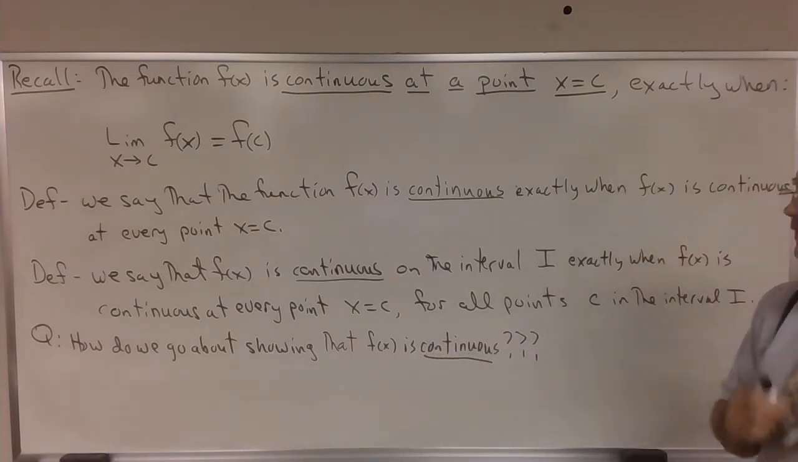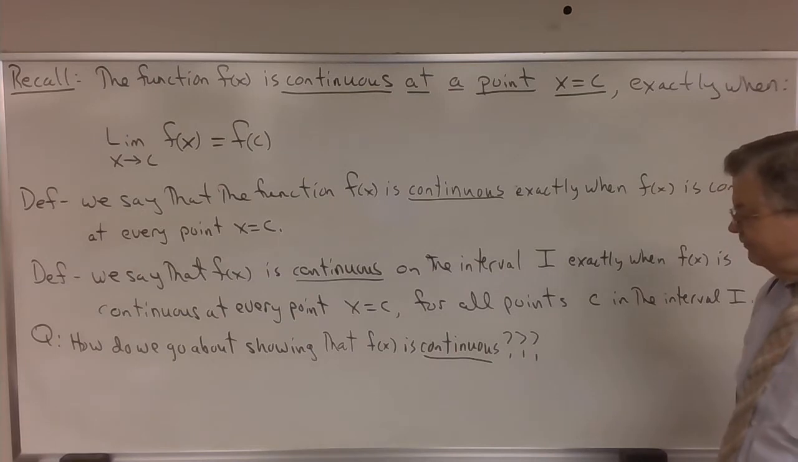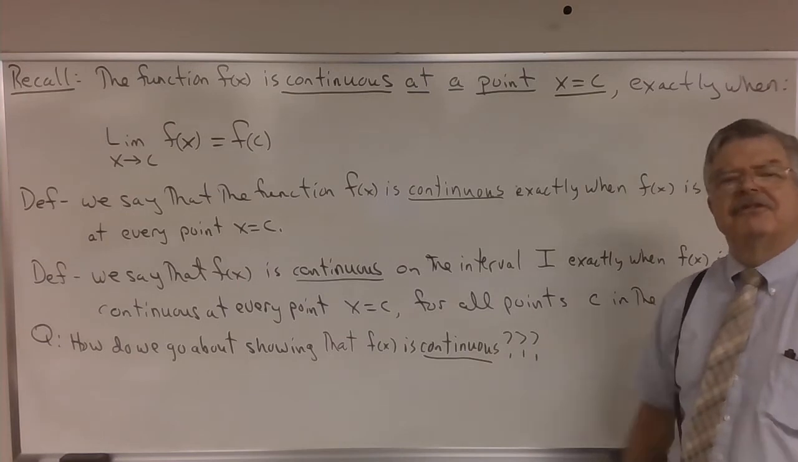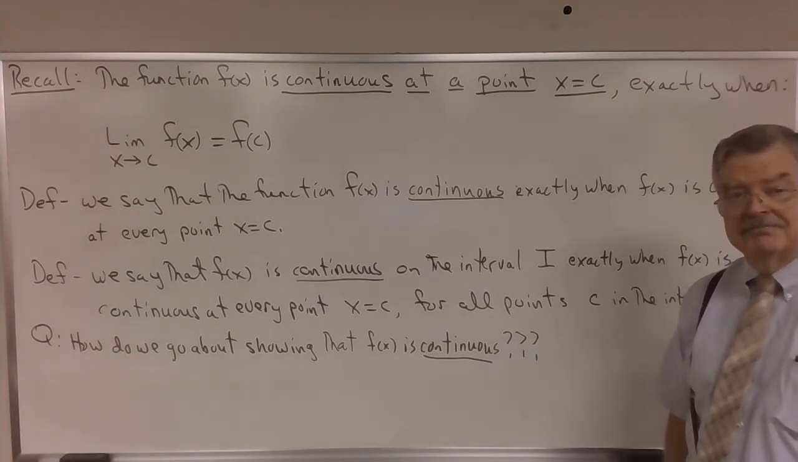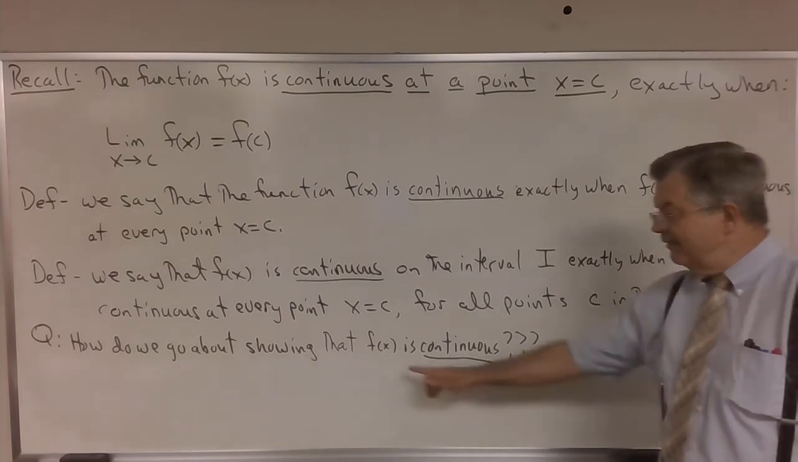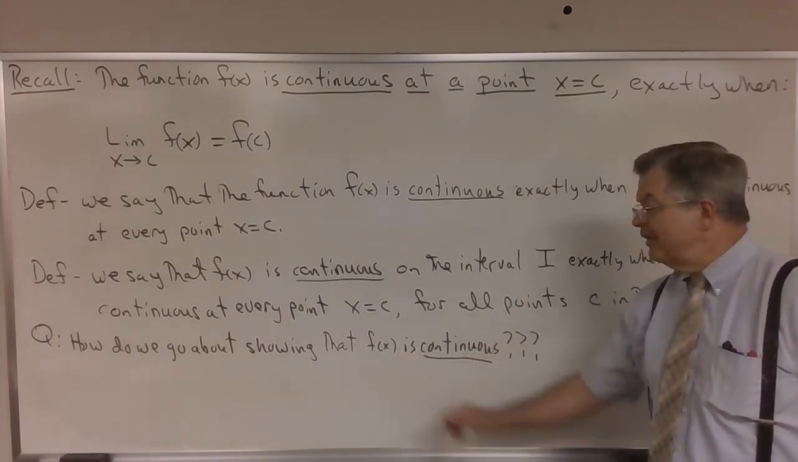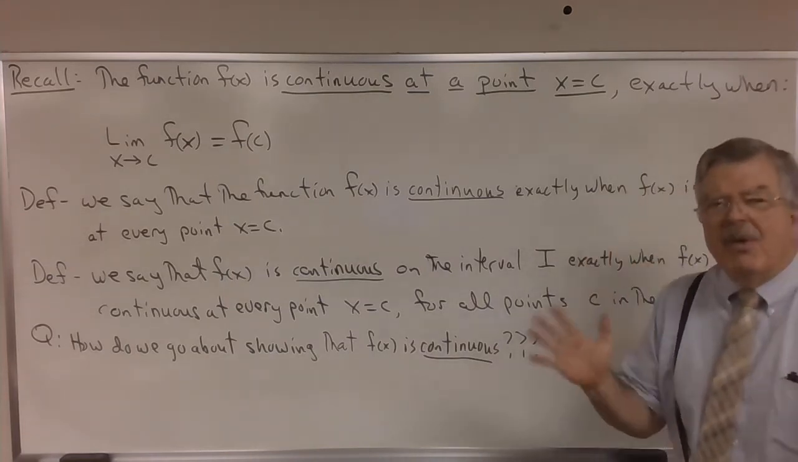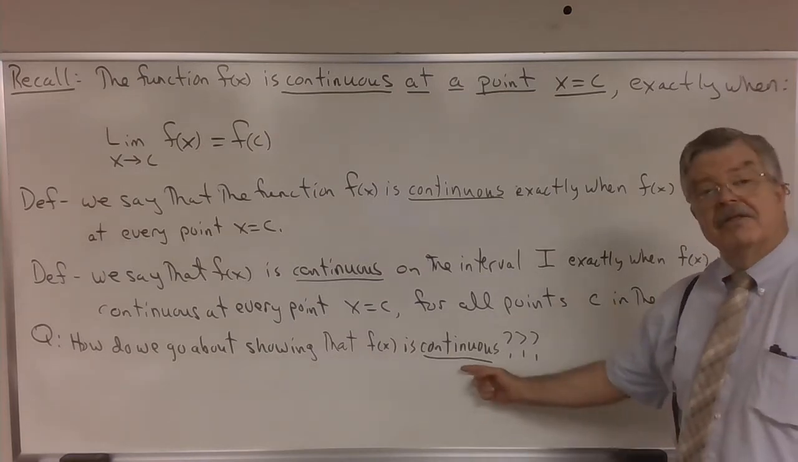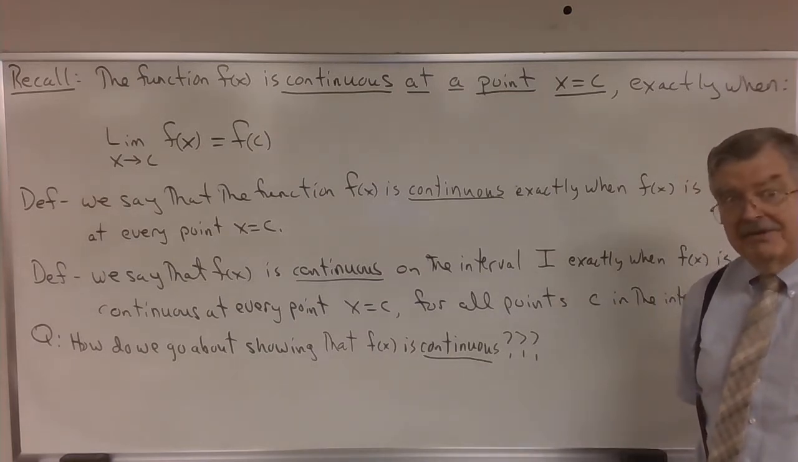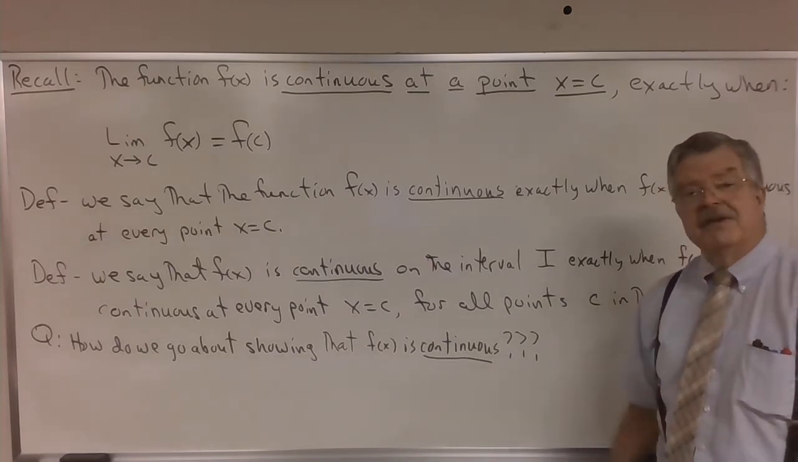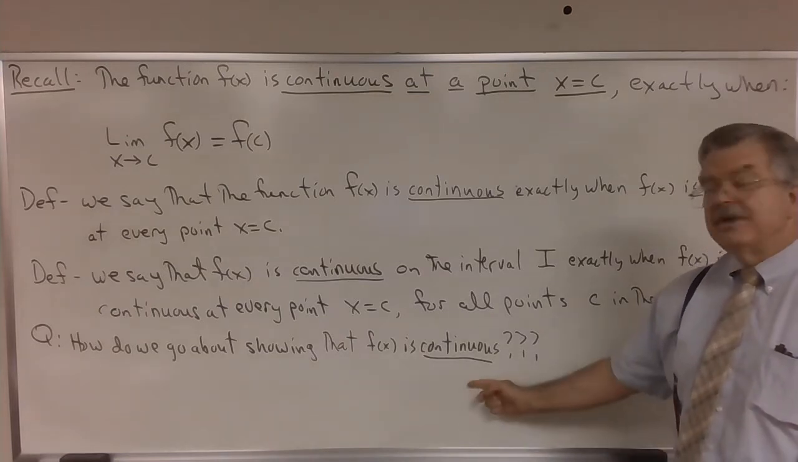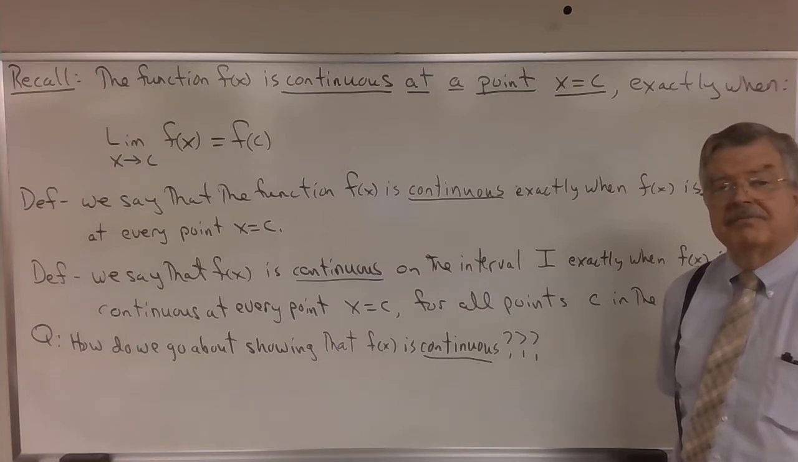Okay, here's our next challenge. How do we go about showing that a function f of x is continuous? Essentially, this says, how do we go about showing that a function f of x is continuous at every point x equals c for all real numbers c? That's what it means for f of x to be continuous, right? If f of x is continuous, it's continuous at every point x equals c. How do we show that a function is continuous?